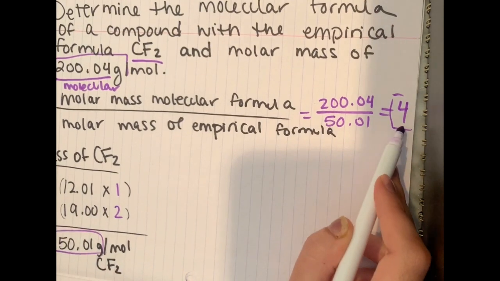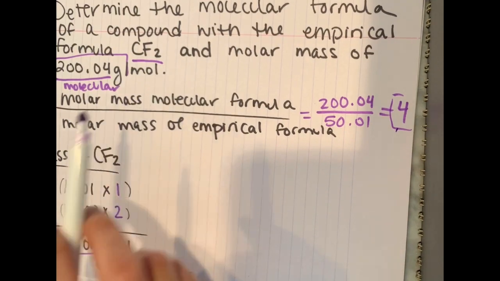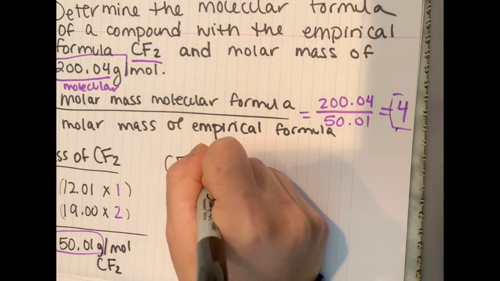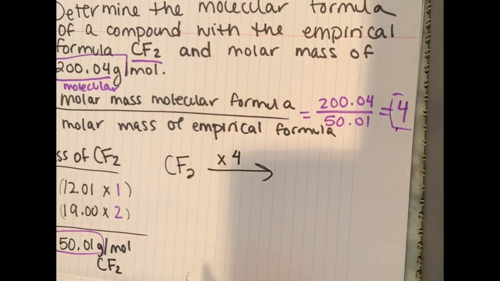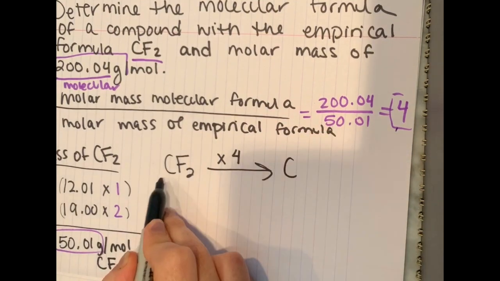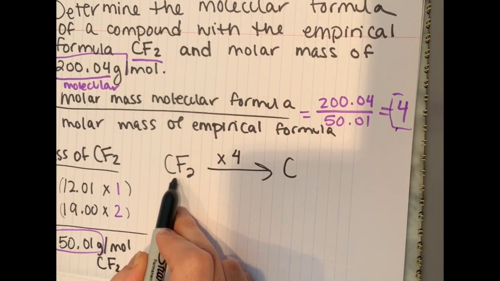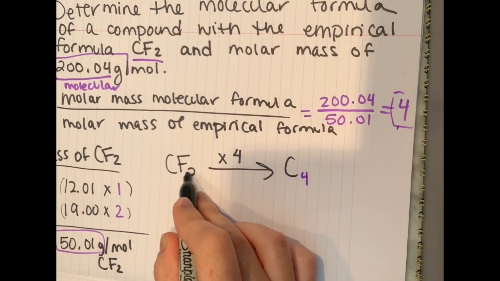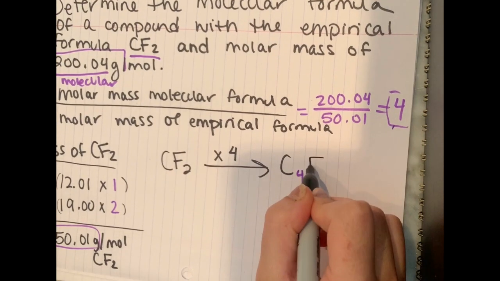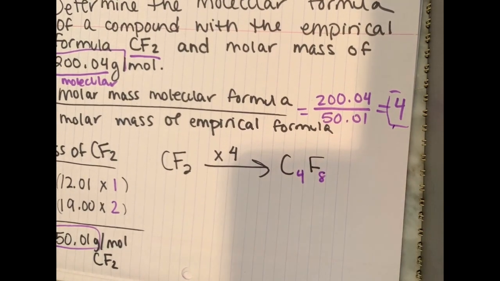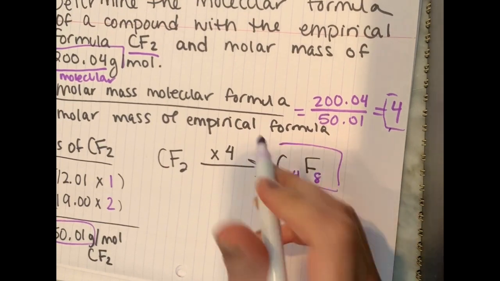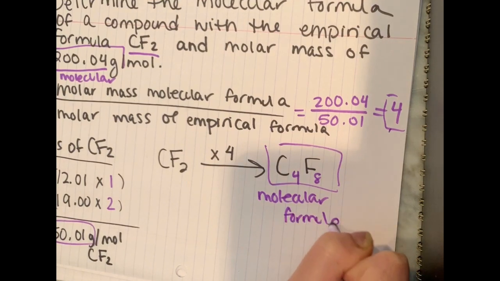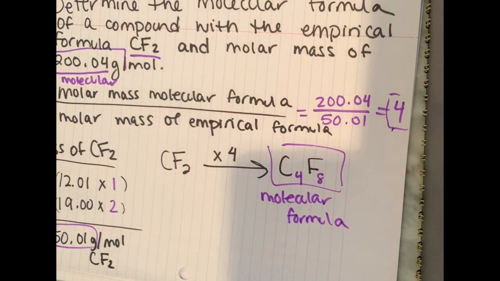Now the last step, I'm just going to multiply the subscripts by that number. So I started with CF2. I'm going to just multiply that by 4, okay? So carbon, if there isn't a subscript, we know that's 1. So 1 times 4 is 4. And then for fluorine, I'm just going to do 4 times 2. So for fluorine, it's going to be 8. Okay, and then that's it. That's the molecular formula for this problem.